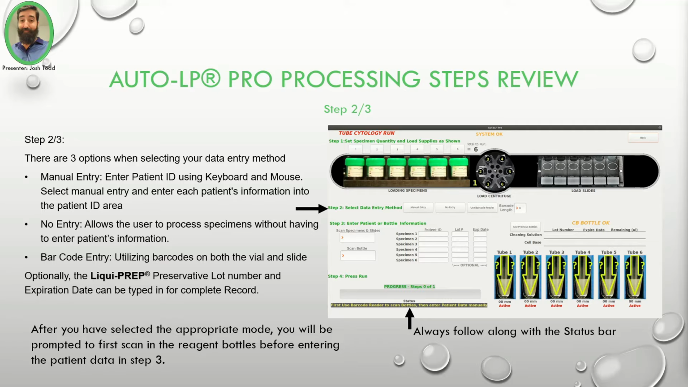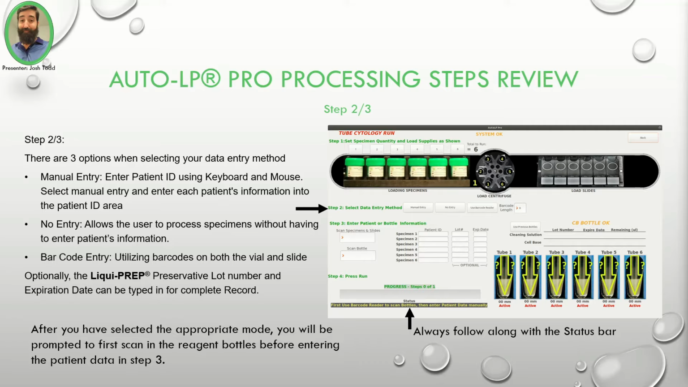Step 2 in setting up a processing run on the AutoLP Pro is selecting the data entry method. There are 3 options when selecting your data entry method. Manual entry, enter patient ID using keyboard and mouse. Select manual entry and enter patient's information into the patient ID area. No entry allows the user to process specimens without having to enter patient's information.